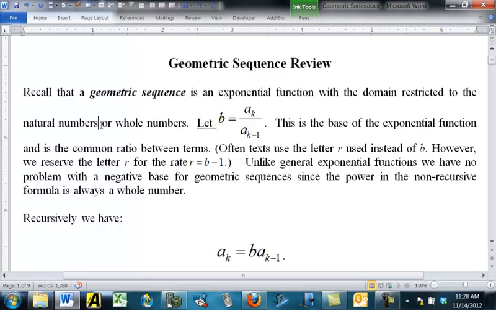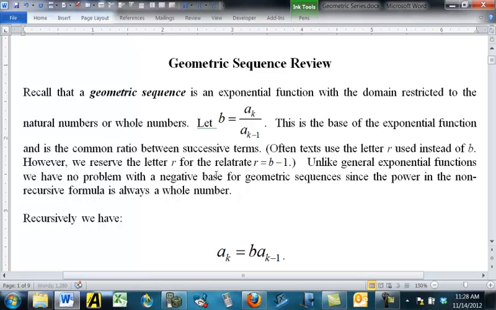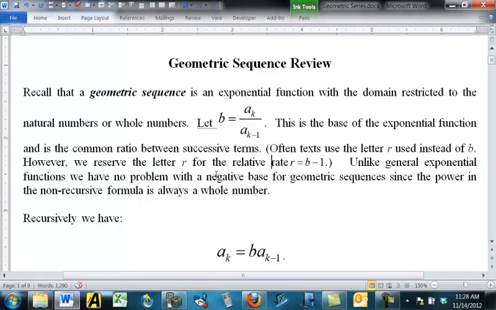Remember, if we let b be a sub k divided by a sub k minus 1, or in other words y2 divided by y1, this is the base of the exponential function. It's also, as you see, the common ratio between successive terms. Often texts use the letter R for common ratio here instead of B, but we're going to reserve the letter for the rate of growth, the relative rate of growth, which is R, which is B minus 1.